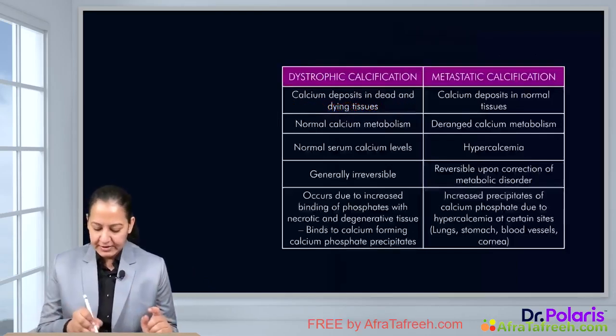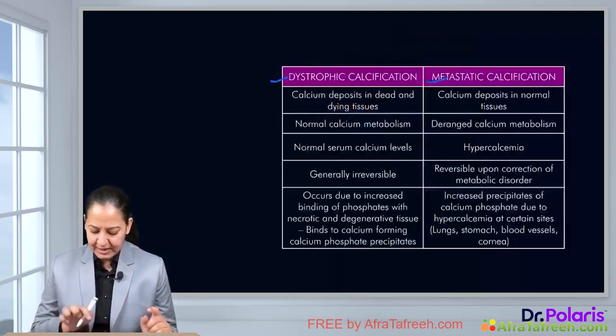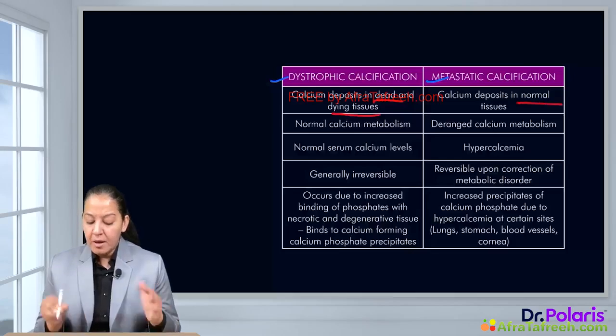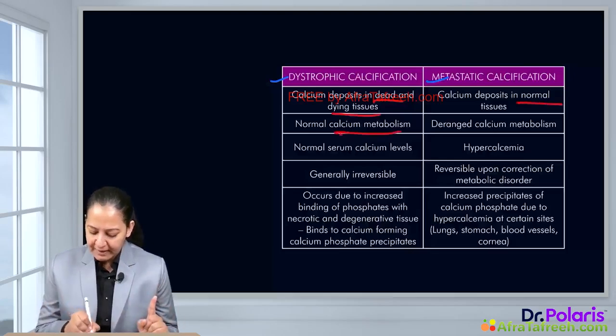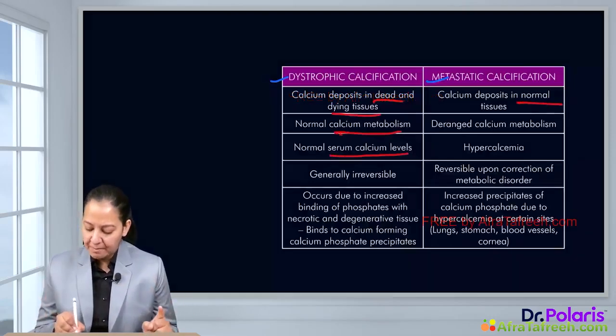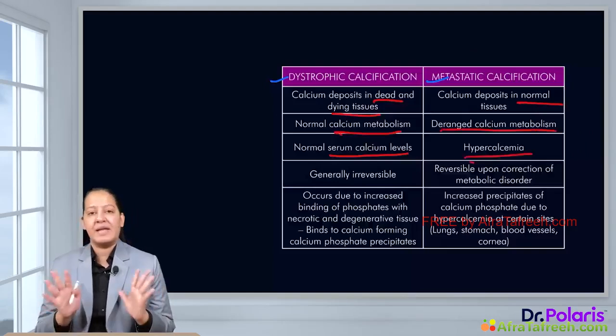You can see here dystrophic calcification and metastatic calcification. Here it is dead and degenerated tissue. Here it is normal tissue. But in dystrophic, the calcium metabolism and calcium levels are normal. On the contrary, in metastatic calcification, the calcium metabolism is deranged, which leads to hypercalcemia.